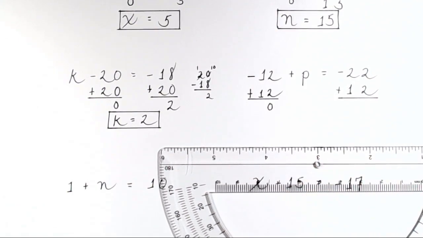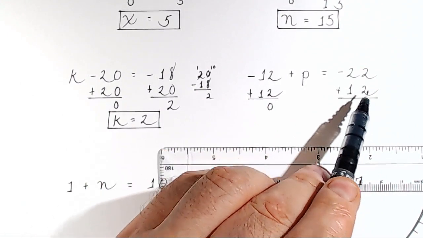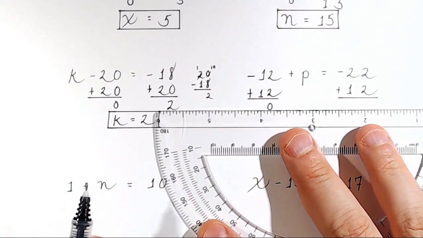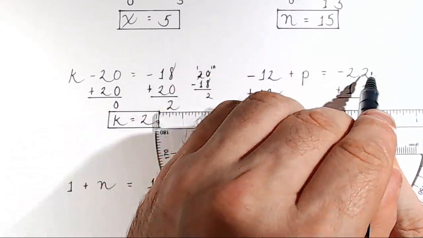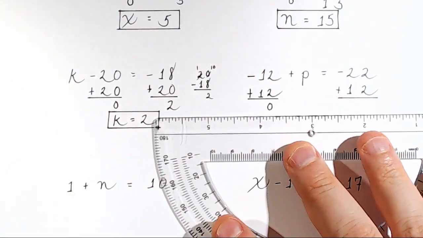Okay, here's the thing to remember. You have a larger negative value and you're adding a smaller positive value to it, so your result is going to be negative. Pay attention to your signs. Please pay attention to your signs. Okay, so 2 plus 2 is 4, and 2 plus 1 is 3.